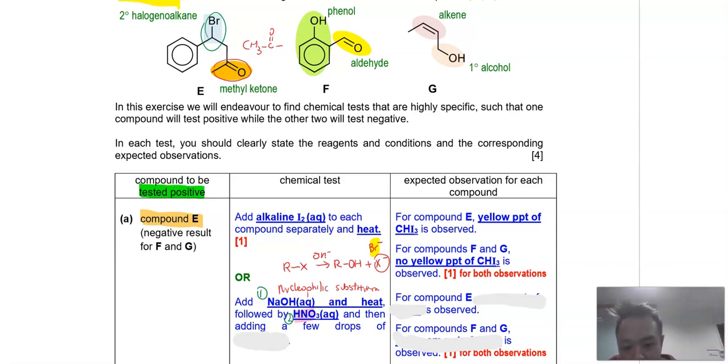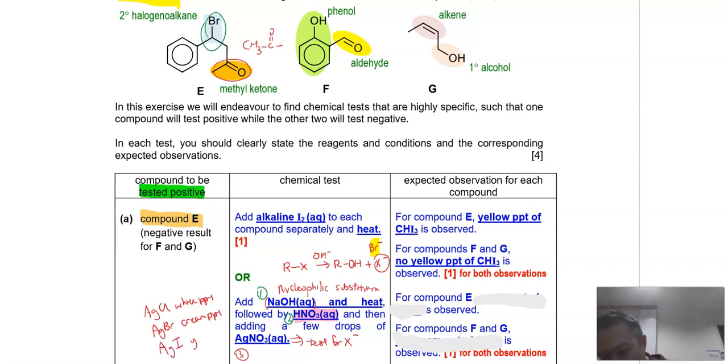What is the nitric acid used for? It is to neutralize away the NaOH. This is to prevent any reaction between NaOH and silver nitrate. So in step 3, we add silver nitrate. The silver nitrate is largely to test for the X minus, just like what we do for inorganic QA. We get AgCl white ppt, AgBr cream ppt, and AgI yellow ppt. So these are the things that we can do for your halogenoalkane.